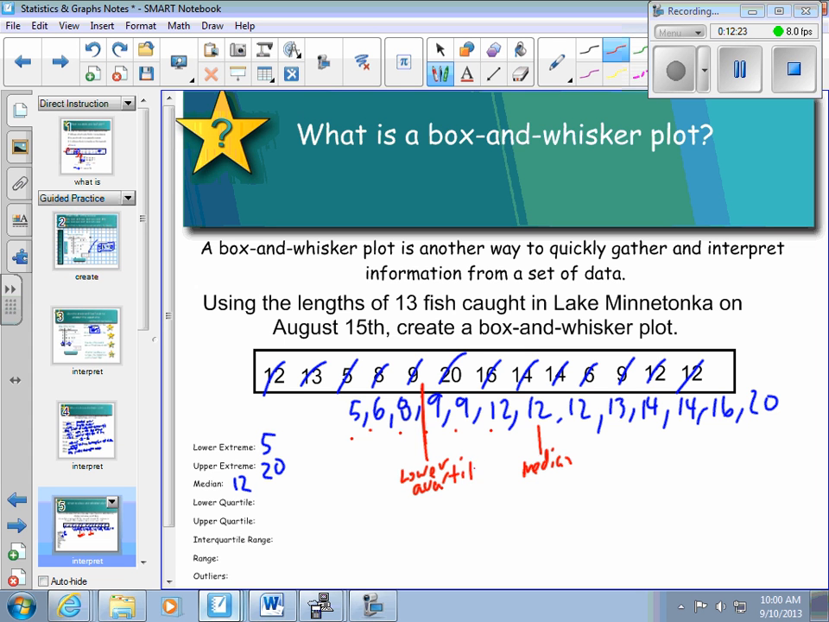That's also called Q1. And our value for that, if it falls between 2 numbers, is to average. So we're going to average 8 and 9. If you add 8 plus 9, it's 17. Divide by 2 because we're averaging 2 numbers. Our lower quartile is going to be 8.5. And that's because it falls between 2 numbers.